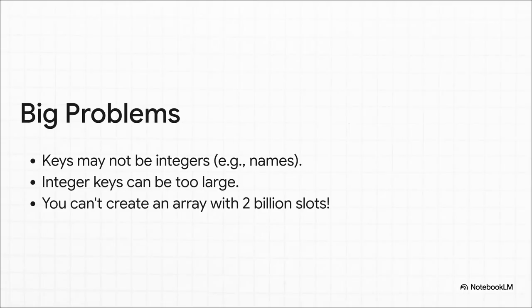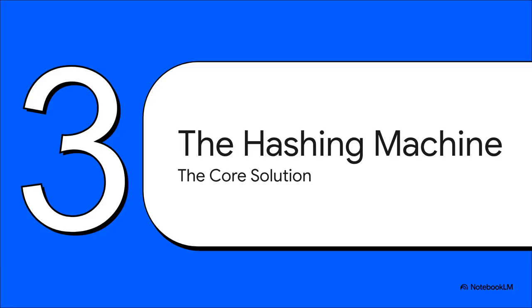But you knew there was a catch, right? This simple, brilliant idea completely falls apart in the real world. I mean, what if your key isn't a number at all, but a name, like May? And even if it is a number, what if it's gigantic? A standard integer can be over 2 billion. You literally can't create a list with 2 billion empty spaces just in case. It's not practical at all. Okay, so what we need is a way to get that incredible array index speed, but without the insane memory waste, and without being stuck using only little numbers for our keys.